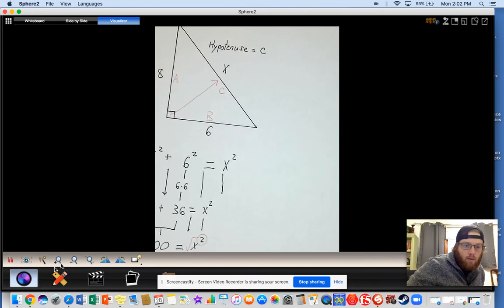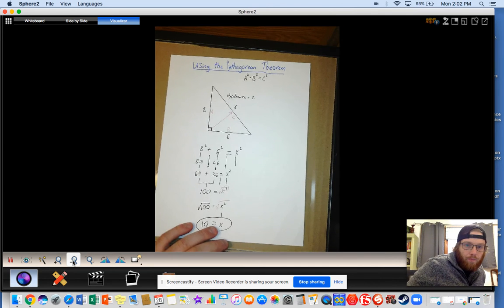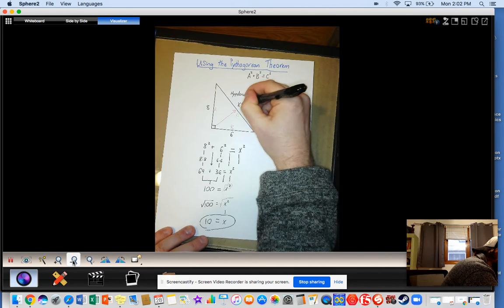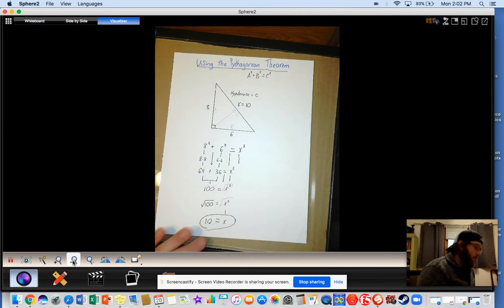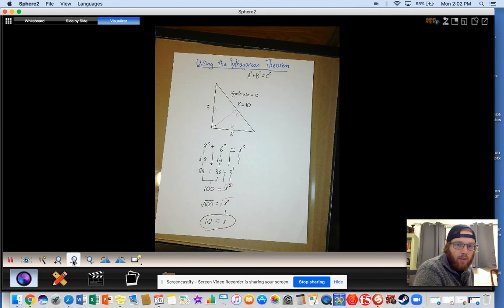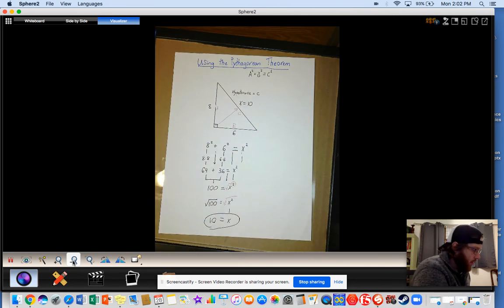Let me zoom in. Or you can bring it up here, x equals 10. Another way to quickly double check that that is right is that the hypotenuse is always the longest length of a triangle. 8 and 6 are smaller than 10. So I know I must at least be in the right general area.